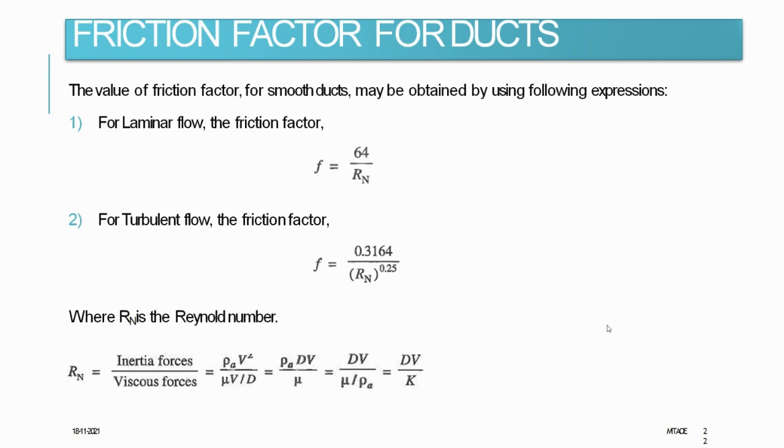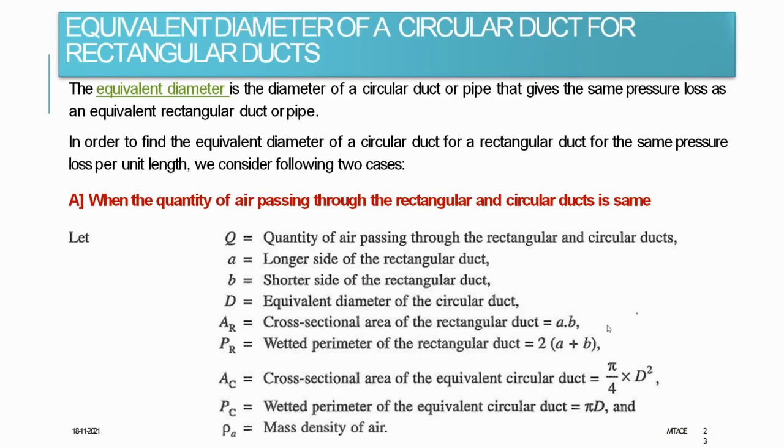If we have the Reynolds number, we can get the friction factor by 64 divided by the Reynolds number. And if we are having turbulent flow, then the friction factor is given as 0.3164 divided by the Reynolds number raised to 0.25. We all know that the Reynolds number is inertia force upon viscous force. After simplification we get d V upon k, where d is a characteristic length.